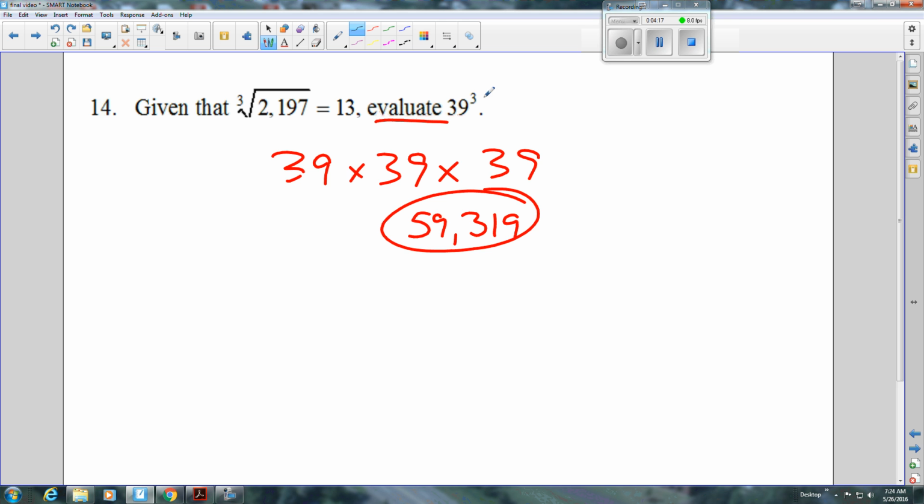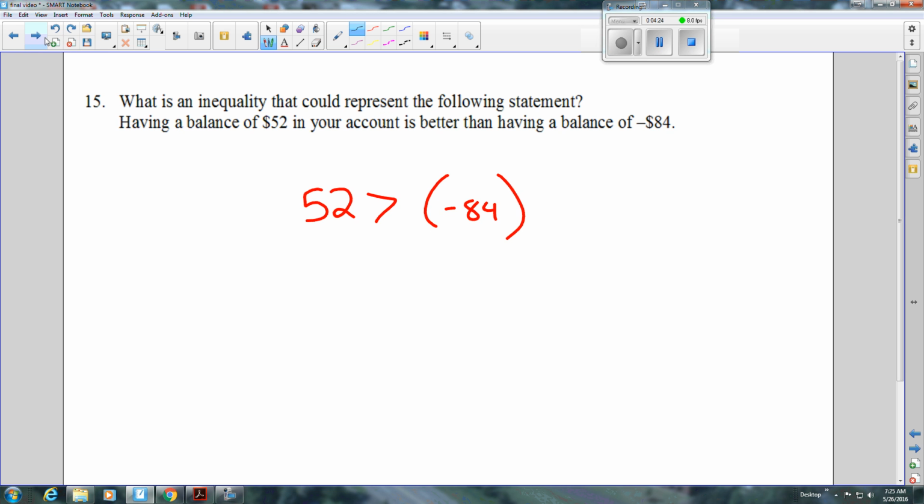Evaluate 39 to the third power. 39 times 39 times 39 is 59,319. What is an inequality that could represent the following statement? Having a balance of $52 in your account is better than having a balance of -$84. That's a bad drawing of an inequality, but it should look better if we make it look like this. 52 is greater than -84.